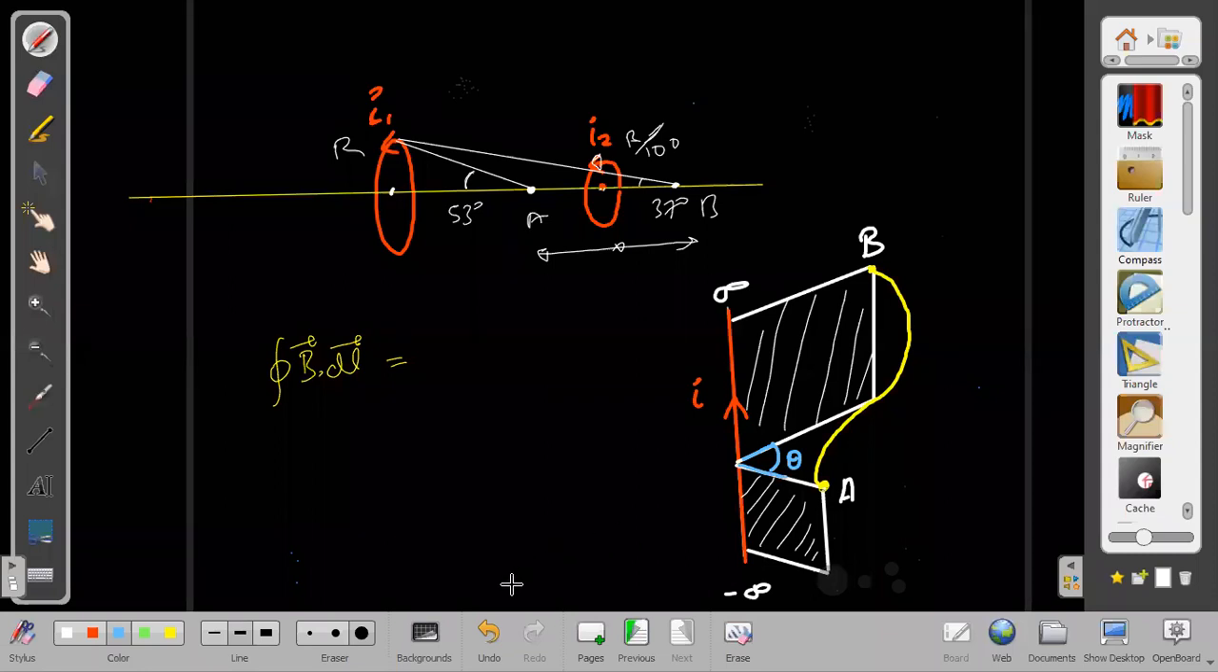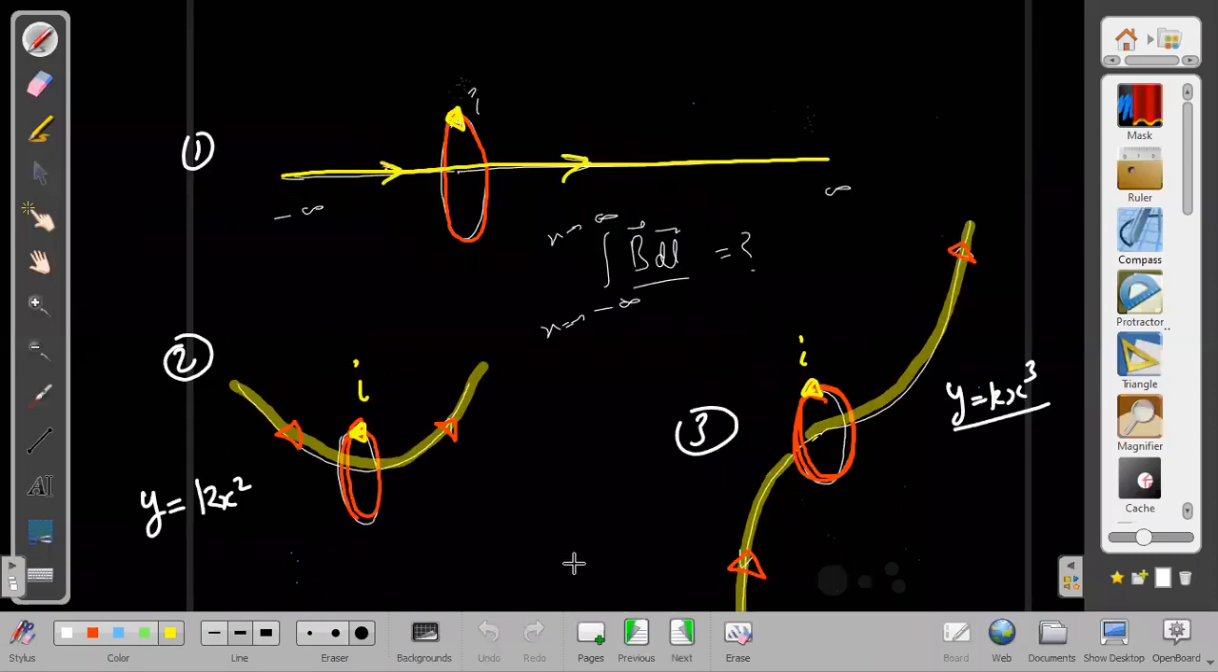Fine for this case also, the last case. Chandraharsha, what did you get for the second case? Not getting, sir. Mu naught into I. For the third case, mu naught into I. Now give me the reason at least. Ampere's law.